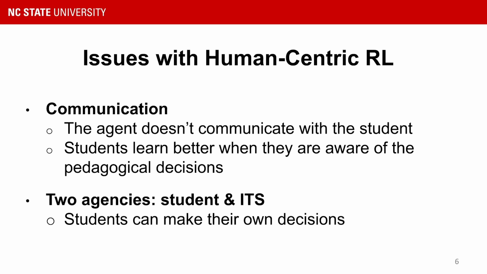In most human-centric systems, the agent does not communicate its decision with the humans. However, in education, students often learn better when they are aware of what is happening inside the system. And second, since human-centric reinforcement learning involves 2 agents interacting with one another, there are 2 different agencies, the student agency and the ITS agency. Students often prefer to make their own decisions rather than following a predefined policy, since they might know better than anyone what their educational needs are.